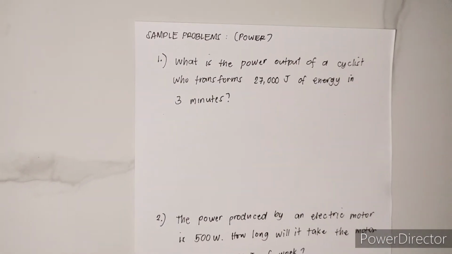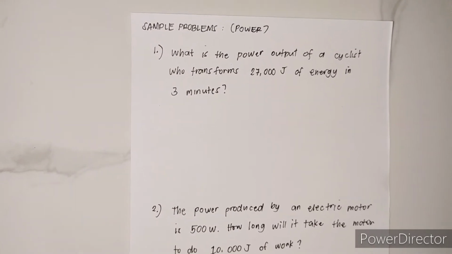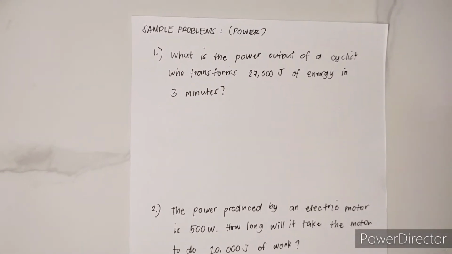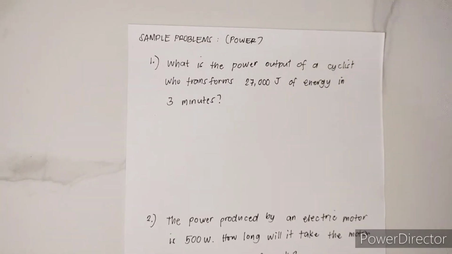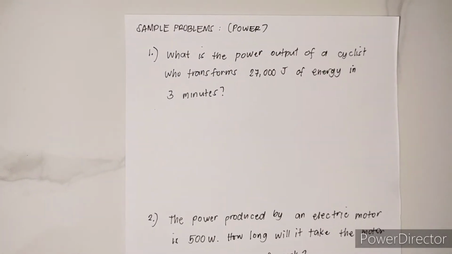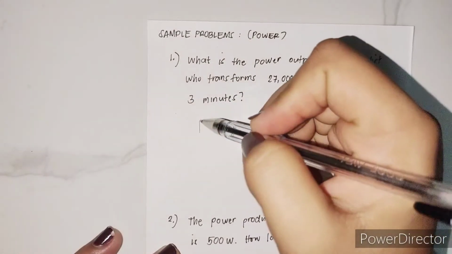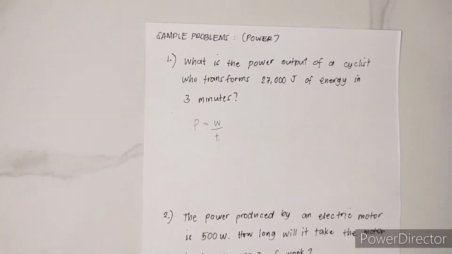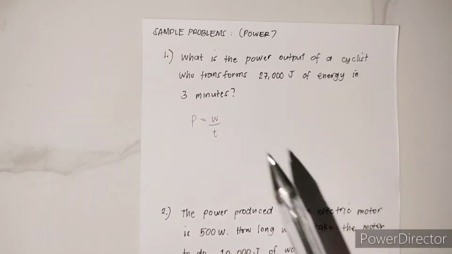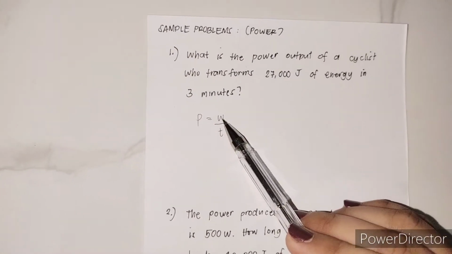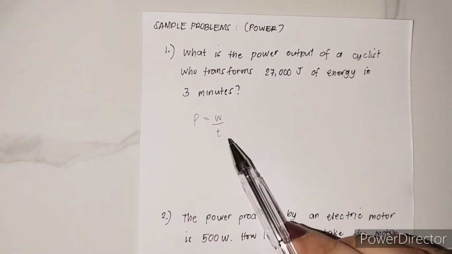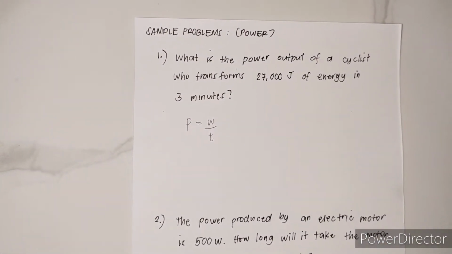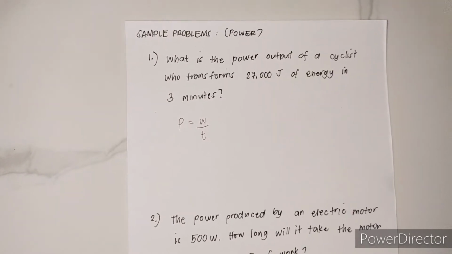What is the power output of a cyclist who transforms 27,000 joules of energy in 3 minutes? Ayan, so, ano yung formula muna natin? We have P is equal to W all over T. Take note, P natin ay yung power, W ay ating work, at ang ating T is our time, and take note na ang time natin should always be in terms of seconds.